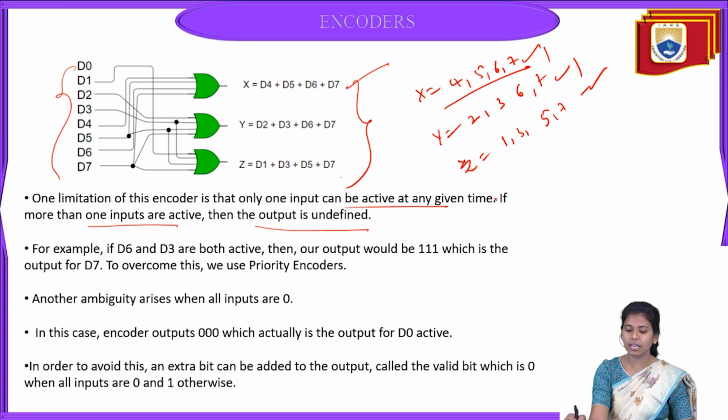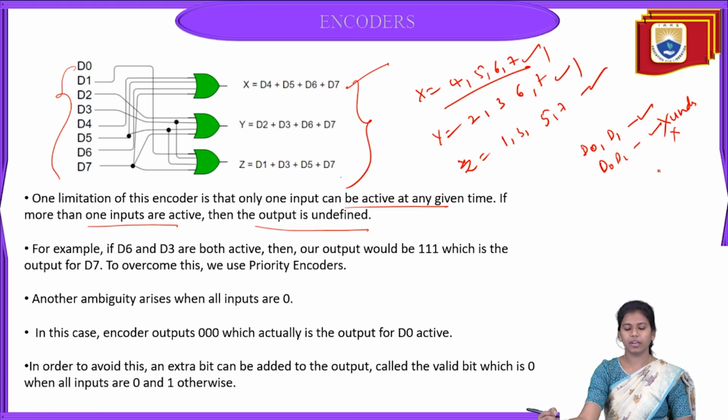So here it says that if more than one input is active, that means what? If D1 and D0 are active together repeatedly, what happens? The output is undefined, X. For example, if D3 and D6 are both active, then the output will be 1, 1, 1. As per this, D6 and D3 are active, the output is 1, 1, 1, which is the output for D7. To overcome this, we use priority encoders.